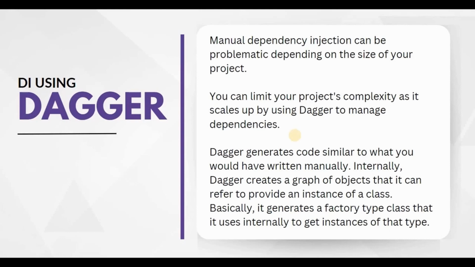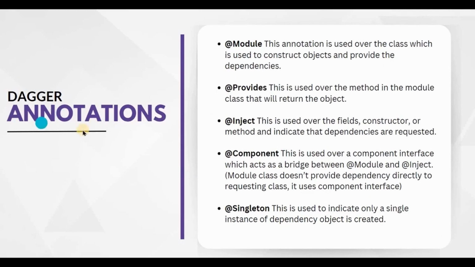So basically, Dagger generates the same code what we would have manually written. But here comes the twist, that it internally creates a graph of objects that it can refer to provide an instance of a class. Basically, it generates a factory type class that I'll show you when we will create the example project, okay? Now, all of this is done using annotations. Let's have a look at them.